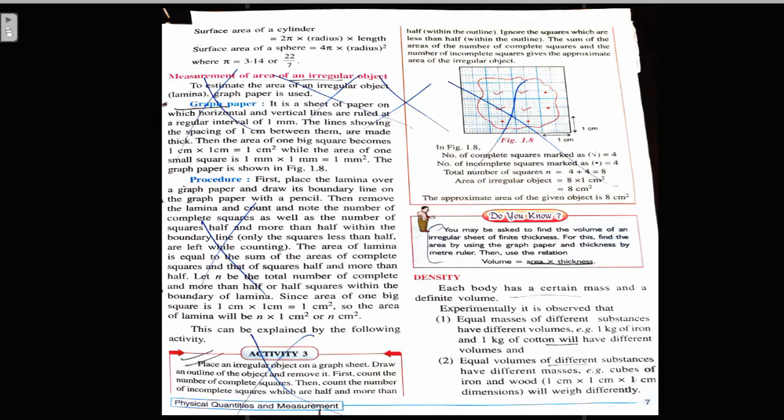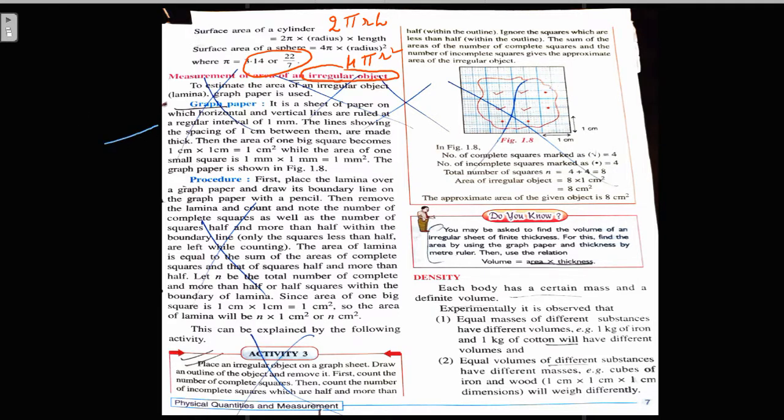So now we will move on to the next. What is area of a cylinder? 2 pi r h. Area of a sphere, pi r square, right? Pi, as you know, we take 3.14 or 22 upon 7, right? So we can easily measure the area of regular objects. So we will see how to measure area of irregular objects.